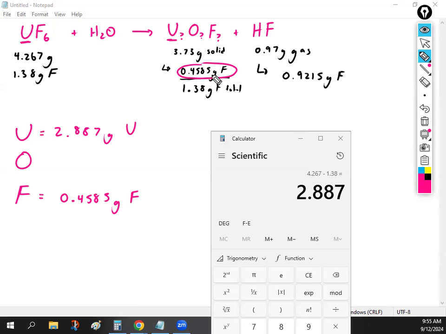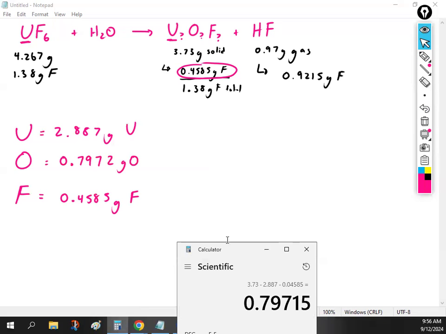Alrighty, guys. So from there, how do you think we're going to find the mass of the oxygen? Yeah, we're going to subtract from the total mass. The total mass of the solid is 3.73. So if we just subtract the uranium and we subtract the fluorine, that's going to give us our mass of oxygen, which is 0.797. I'll round it up to 2. Okay, so from there, you should be able to get the empirical formula. Or sorry, the molecular formula.